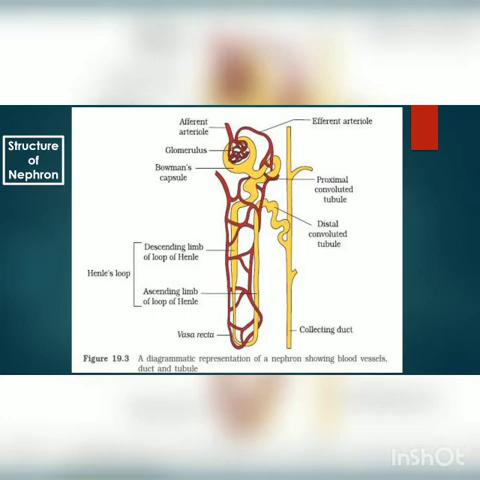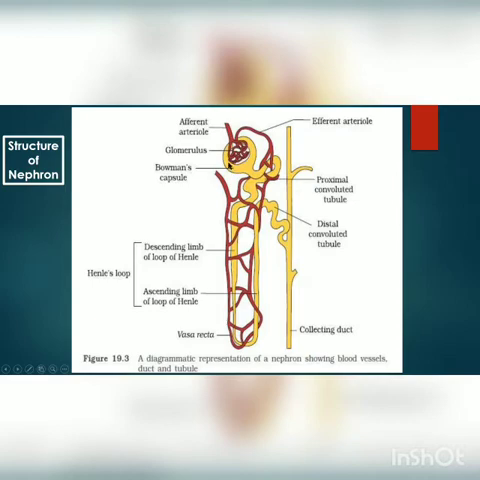The nephron is made up of the glomerulus and renal tubule. Glomerulus is the structure which is formed by the afferent arteriole, which is a fine branch of renal artery, and glomerular capillary. They unite to form the efferent arteriole.